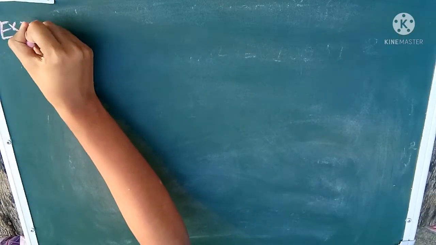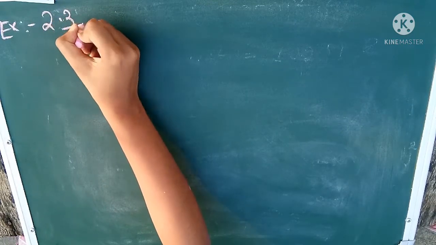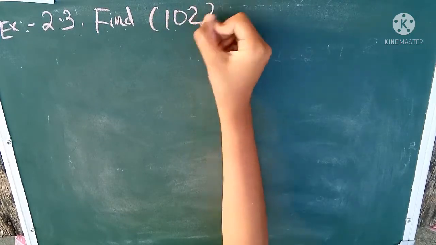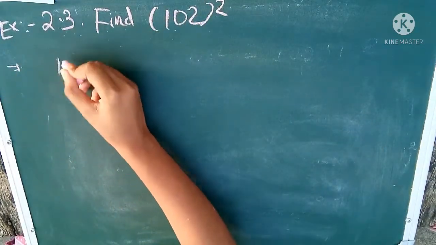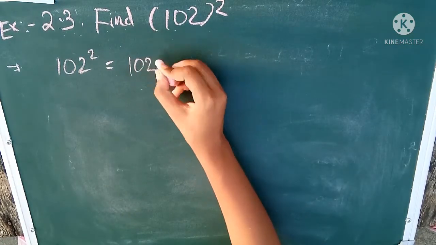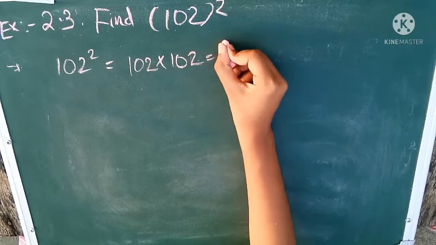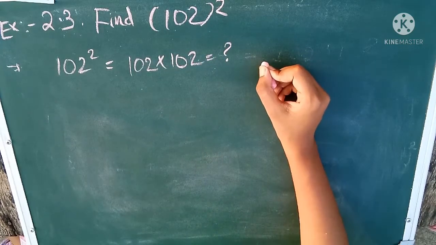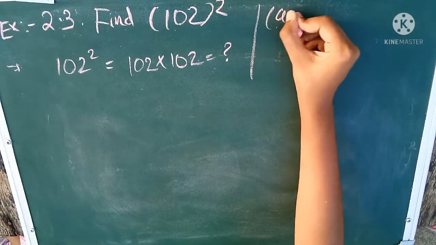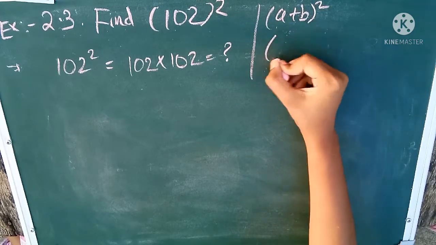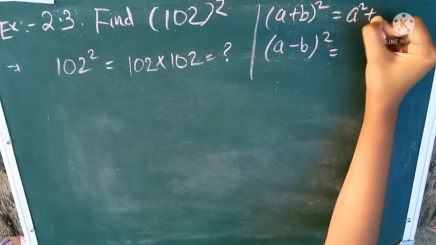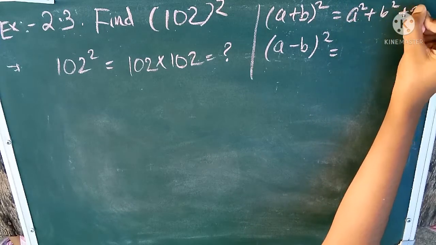It says that here we have to find the value of 102 to the whole square. So you can find this value by doing the actual multiplication, that is 102 multiplied by 102. And the second way is, we can convert this number into the formula, that is (a plus b) to the whole square or (a minus b) to the whole square. Whatever we can do easily, we can convert it and get it solved.